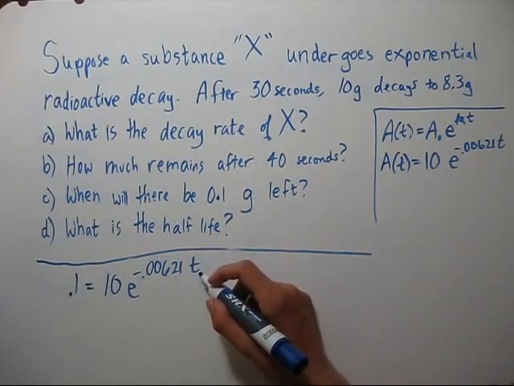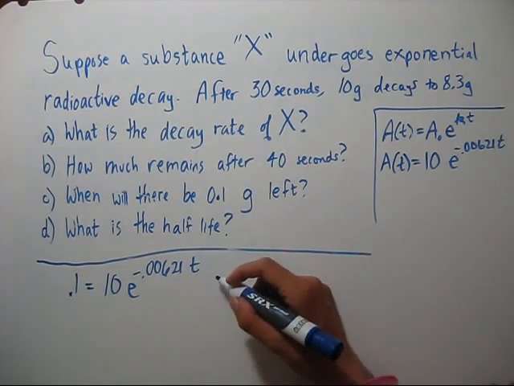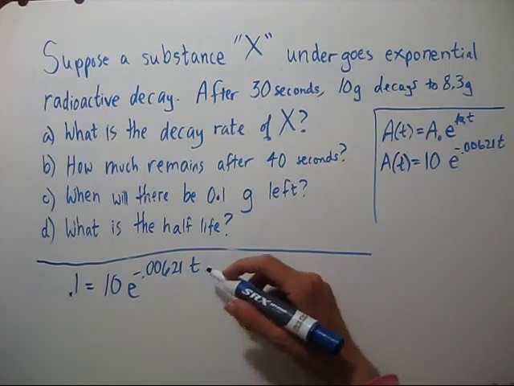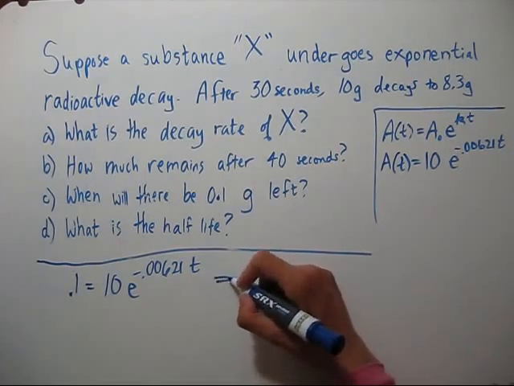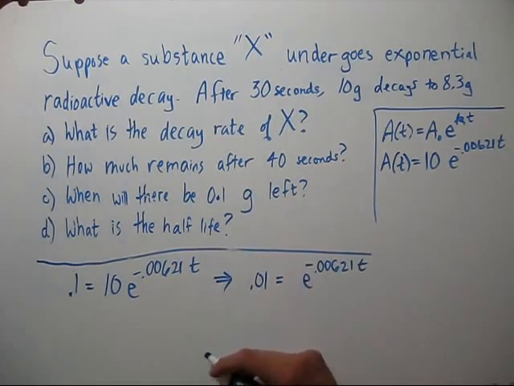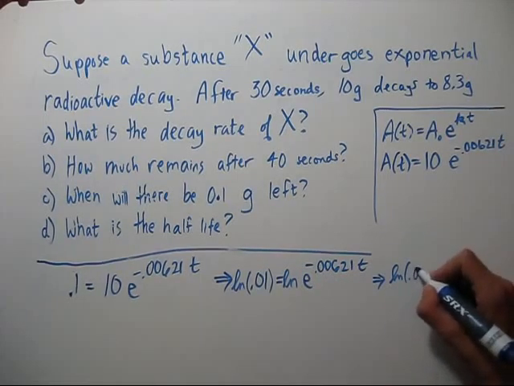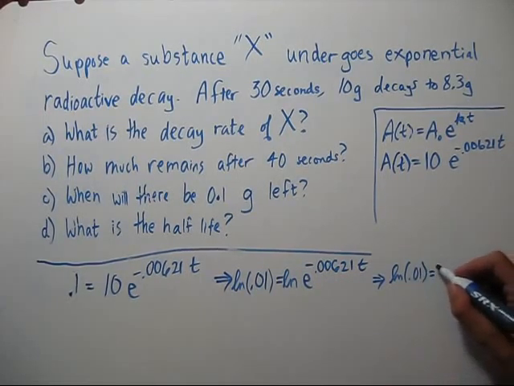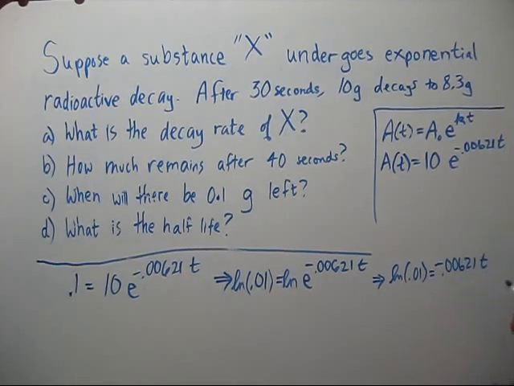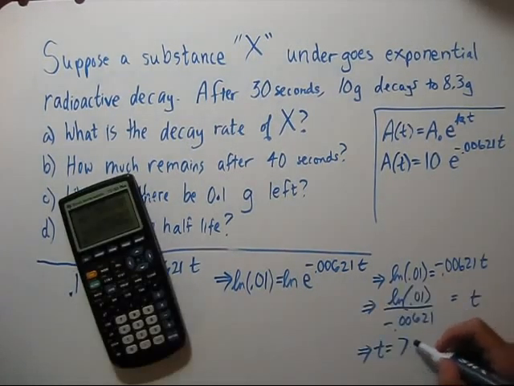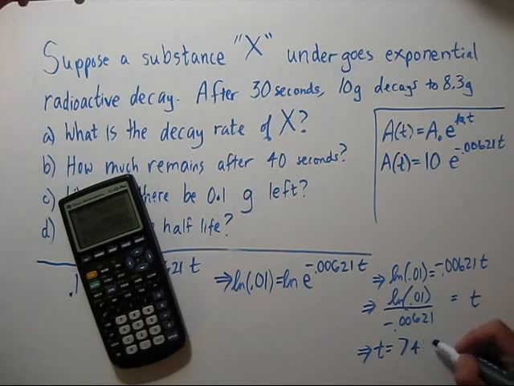To get t down, we'll be taking a logarithm, but first let's isolate our exponent. So divide both sides by 10. Take the natural log of both sides. So natural log of 0.01 equals negative 0.00621 t, and solve for t. And you get 741.6 seconds.